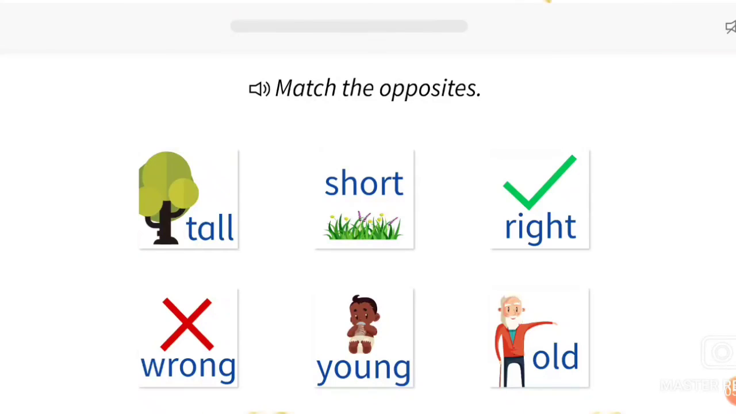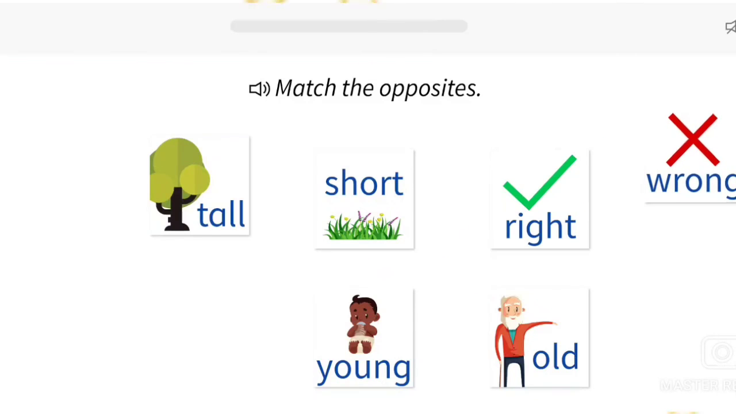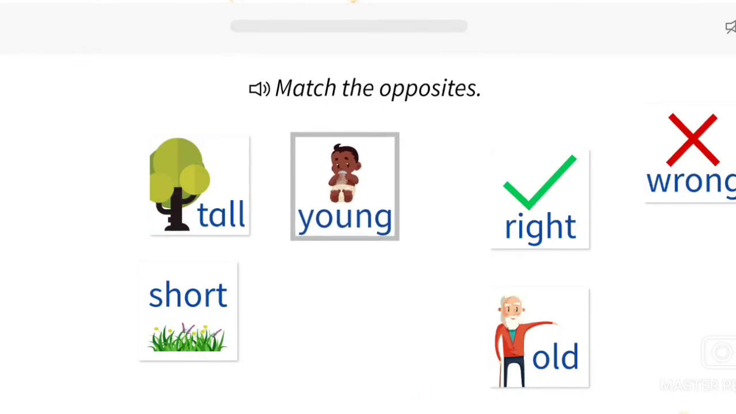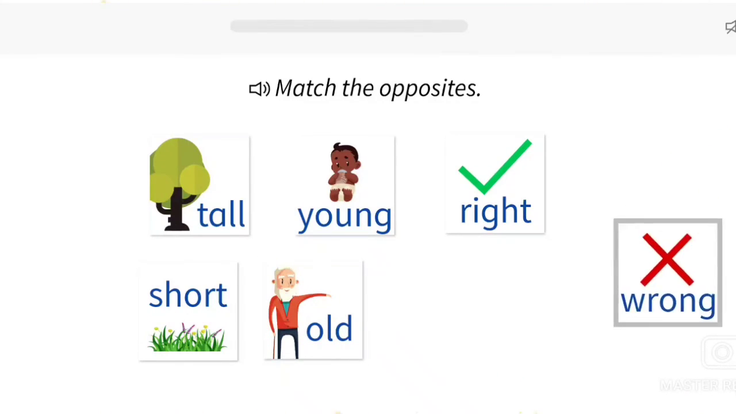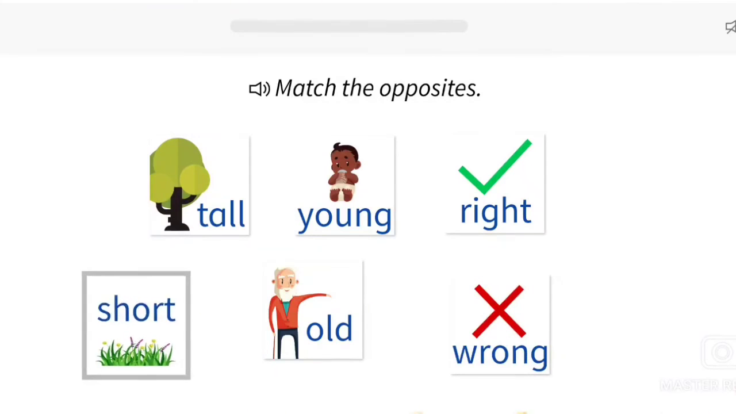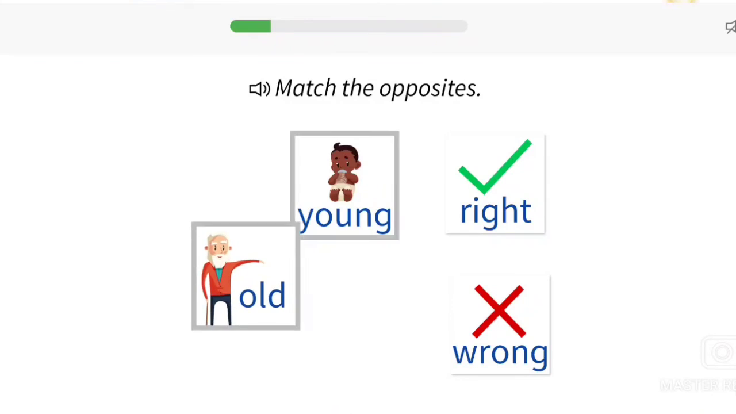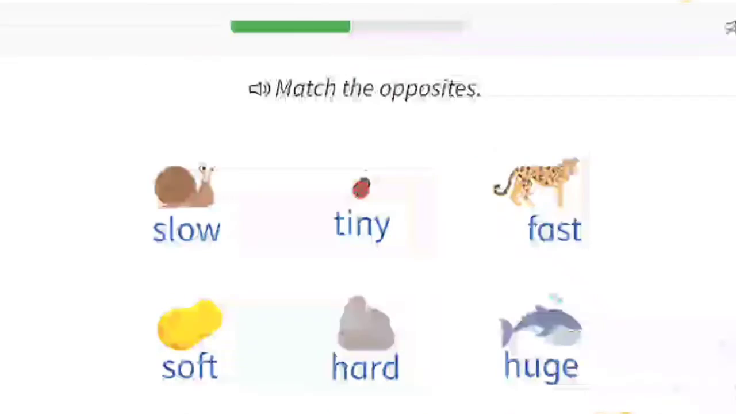So dear students, we have to match the opposite words. Look, this is tall. What is the opposite of tall? Short. Tall, short. The opposite of young is old. And the opposite of right is wrong. Tall, short, young, old, right, wrong.